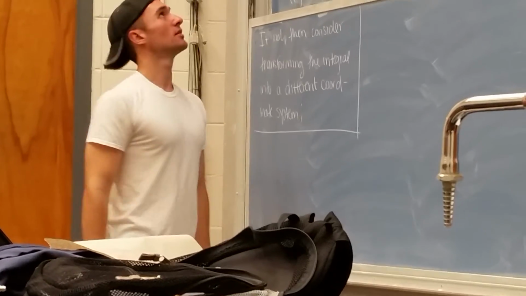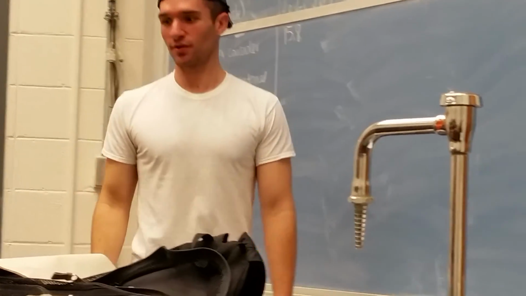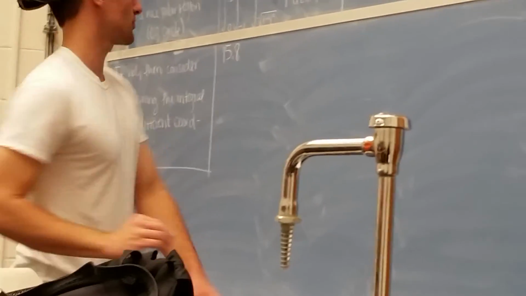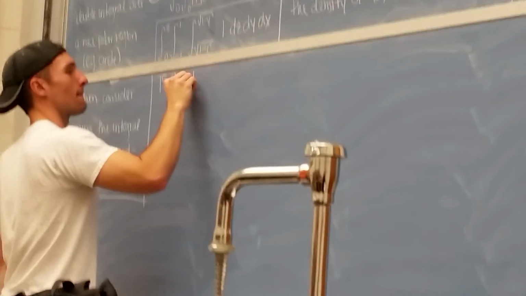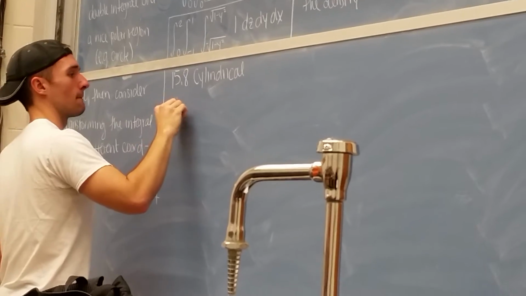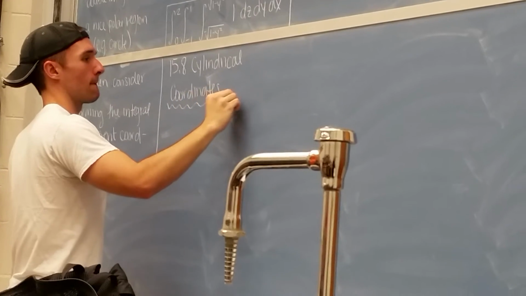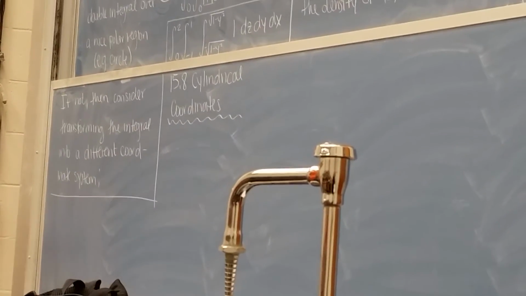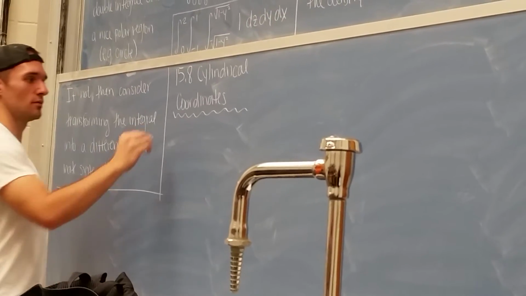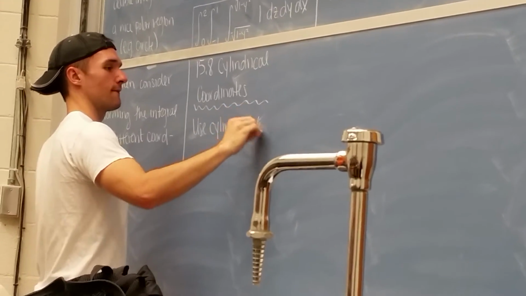So the next section is 15.8. It's probably cylindrical coordinates, but I guess they're really random. It's either cylindrical or spherical. Yep, cylindrical. Okay, so cylindrical coordinates.